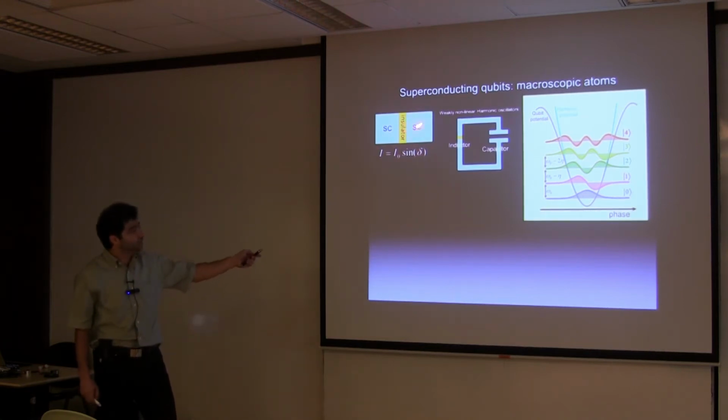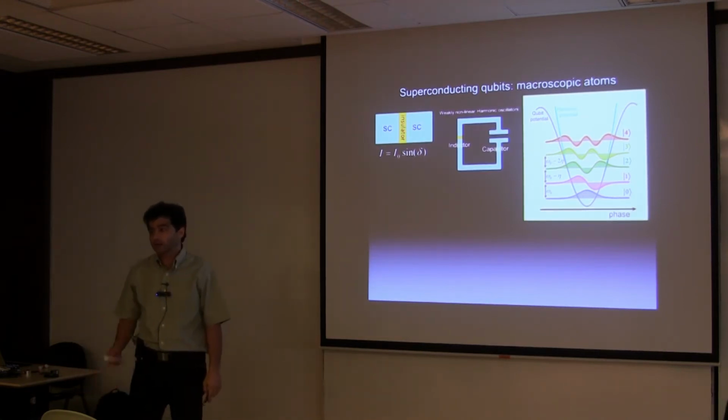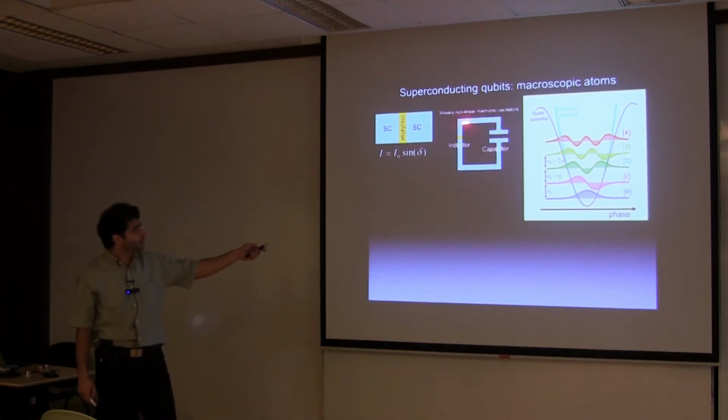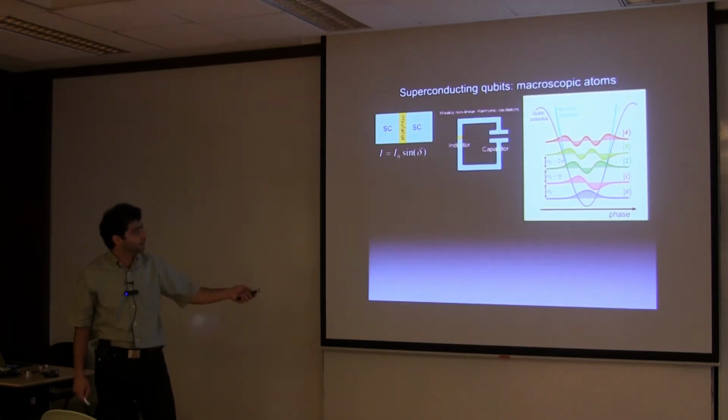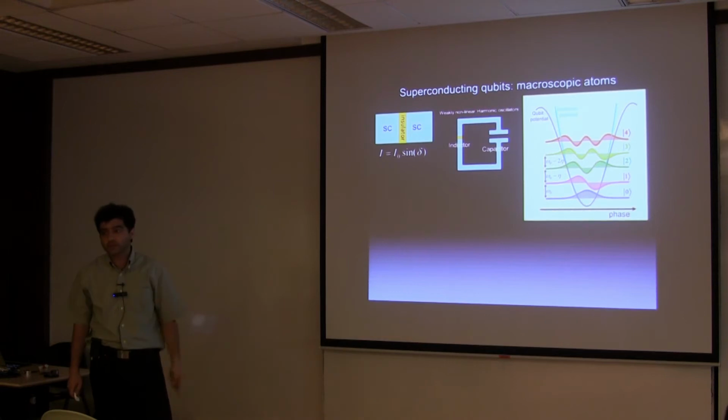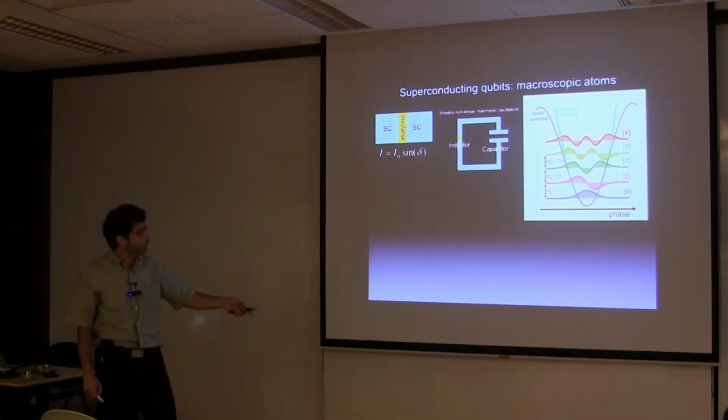And this essentially would act as a nonlinear inductor. The nonlinearity is very crucial in here. And then if you shunt it with a capacitance, you have an LC oscillator. The difference between an LC oscillator that you can buy from an electronic store and put together is that this is nonlinear, and that's really the key.